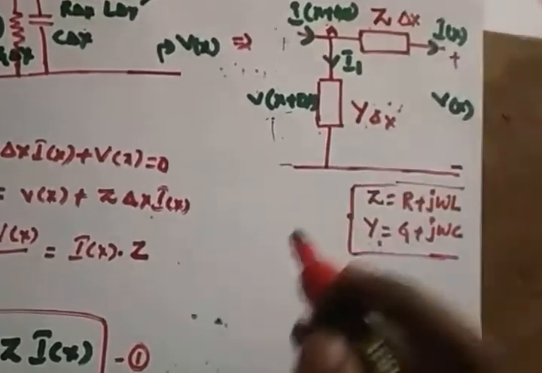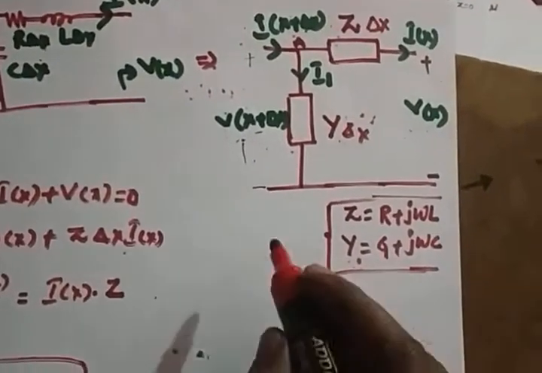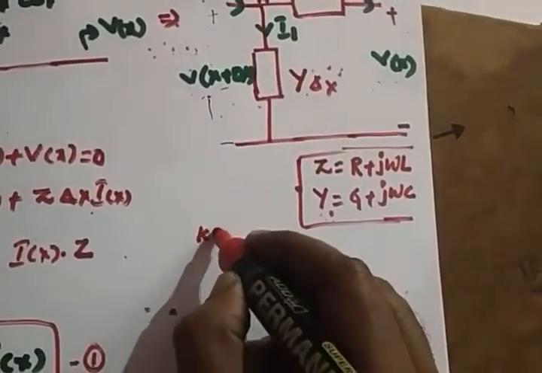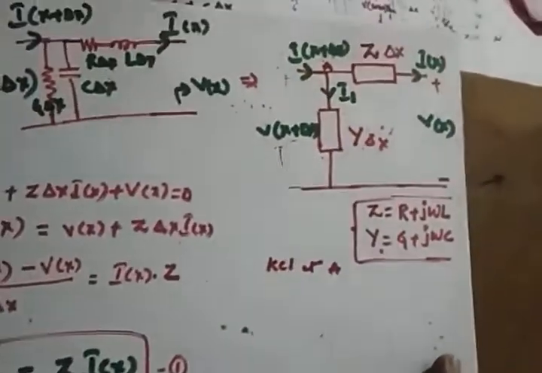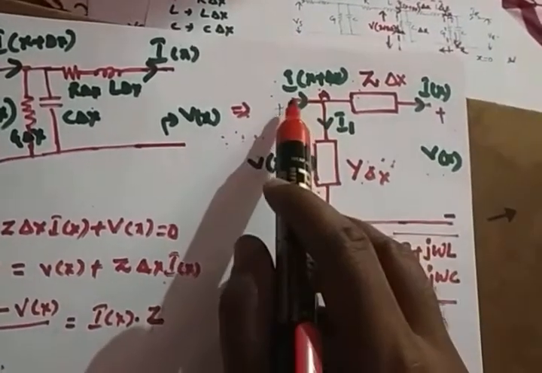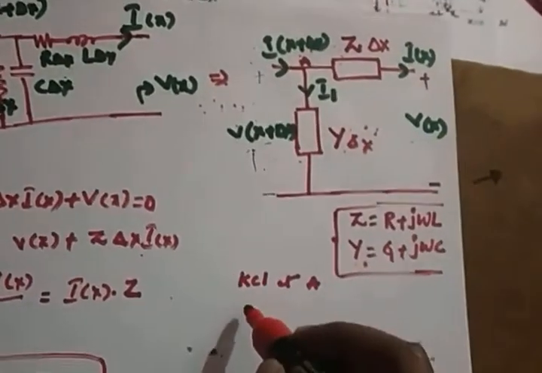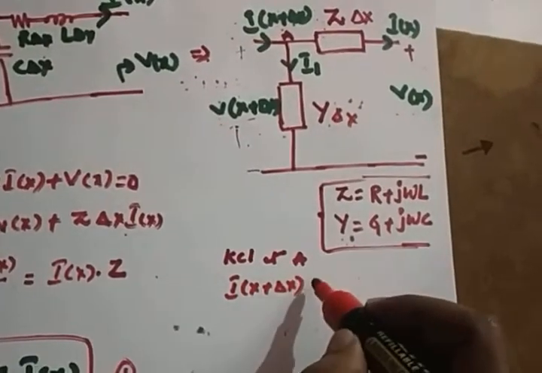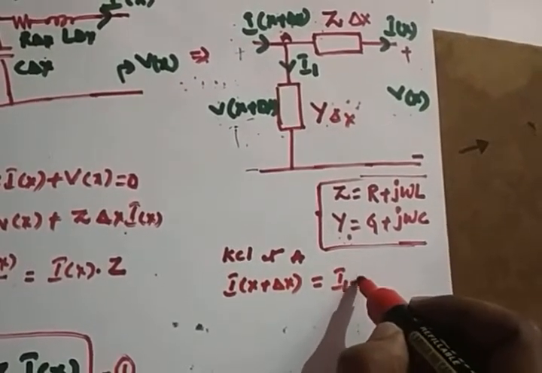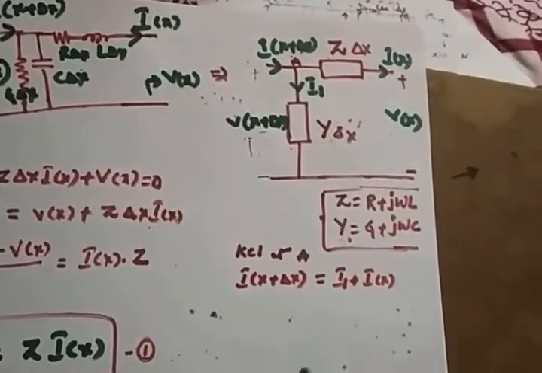I am applying KCL at A. So whatever current I of x plus del x is entering, I1 and I of x are leaving. That means I of x plus del x is equal to I1 plus I of x. So you know about I1.